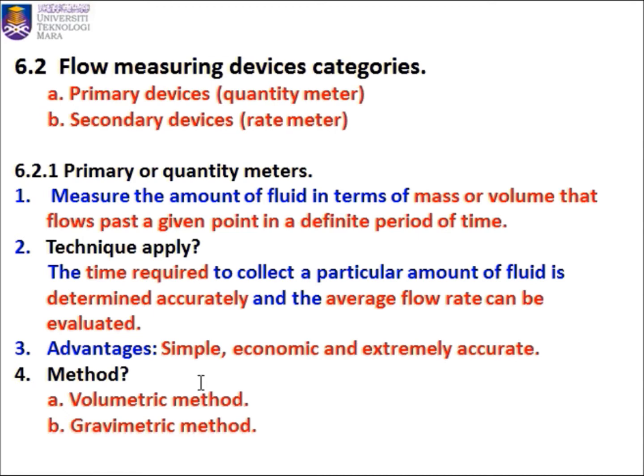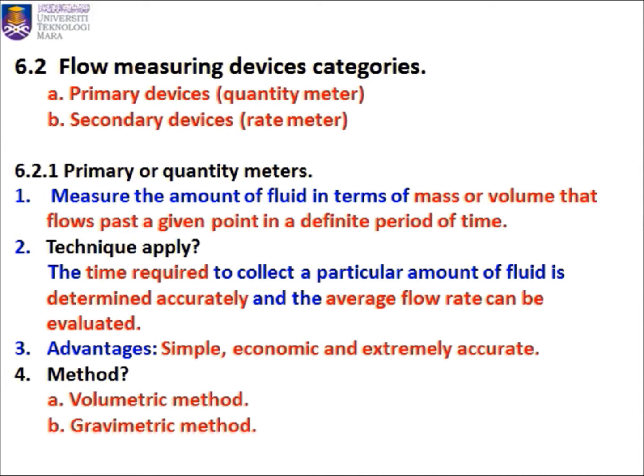Advantages of these primary meters are that they are simple, economic, and extremely accurate. So the methods that have been used for these primary devices are the volumetric method and the gravimetric method.